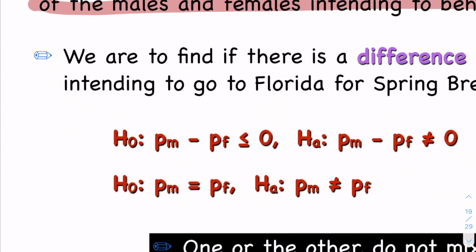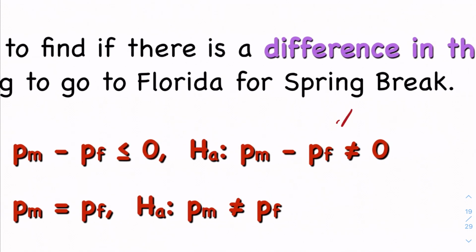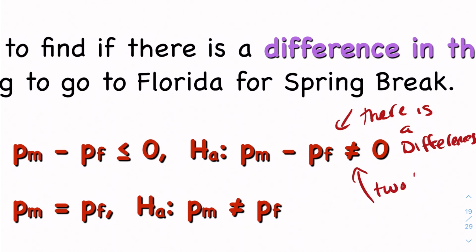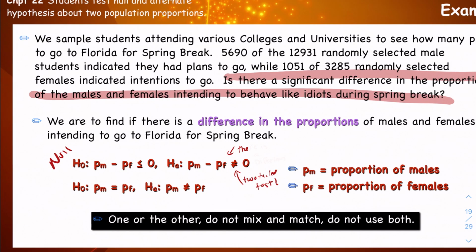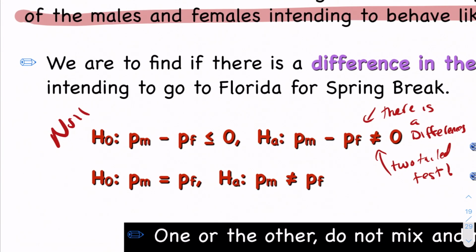Our null hypothesis says there's no difference. Our alternate hypothesis is there is a difference. And if we don't know what direction, this is going to be a two-tailed test. Okay? Another way you could write this is that the proportions are equal, and the alternate is they're not equal.